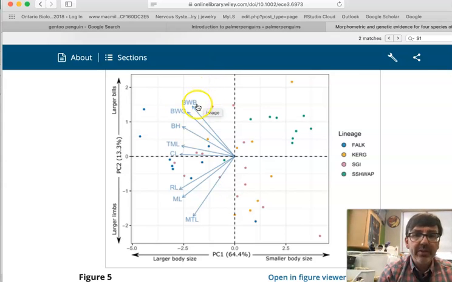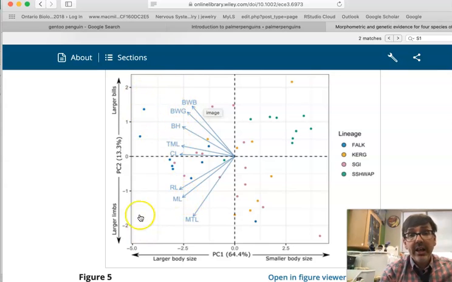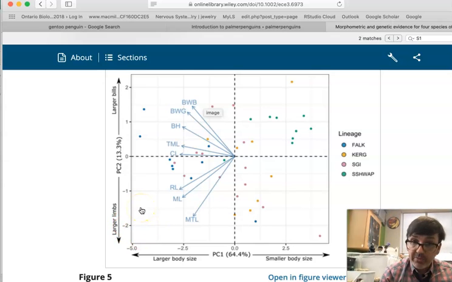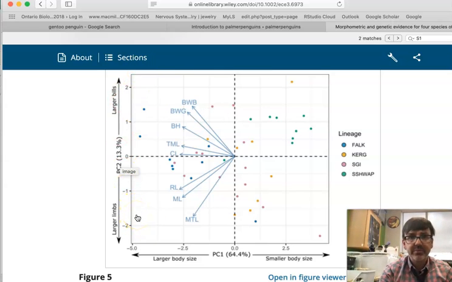We have bill width at the base, bill width at the gutter angle, and bill height. Essentially these are all traits that are associated with the bills, and they're all positive since they're above the 0 line. So this tells us that penguins that have big beaks are going to have positive PC2 scores, and individuals that have relatively small beaks are going to have large negative PC2 scores. So big beaks, small beaks.